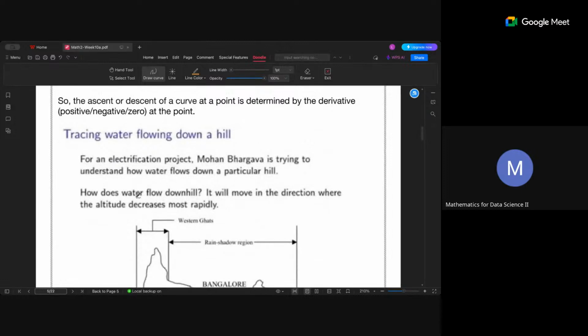So you are considering a problem here, which is tracing water flowing down a hill. For an electrification project, Mohan Bhargava is trying to understand how water flows down a particular hill.